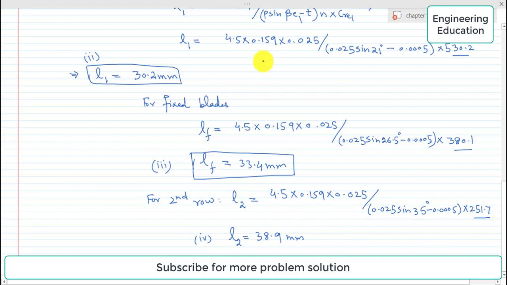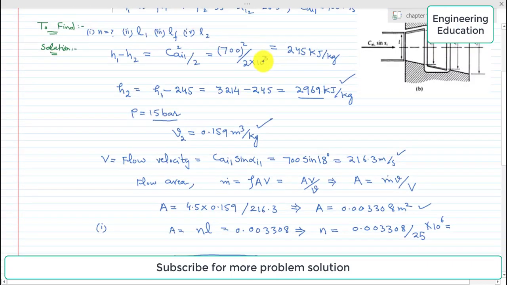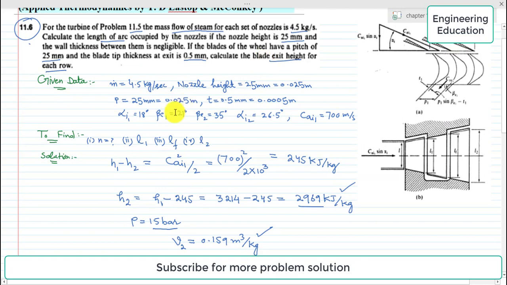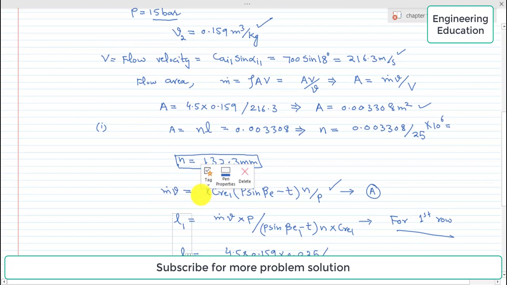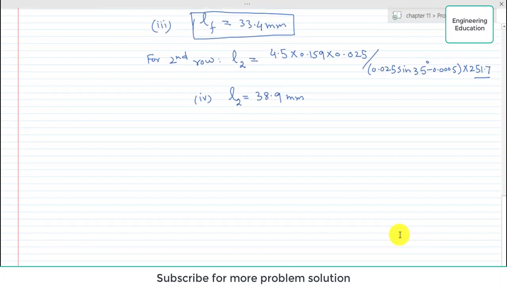So we found the value of N, the length of arc occupied by the nozzle, and the blade exit height for first row, then fixed, and then L2 is the blade exit height for the second row. So this was the required solution of problem 11.6.